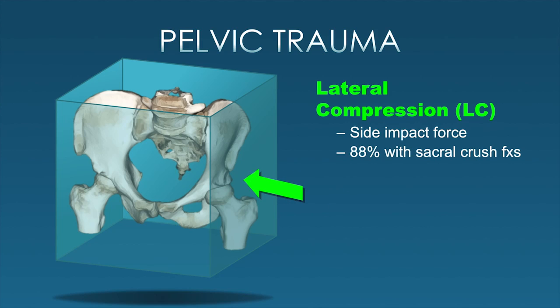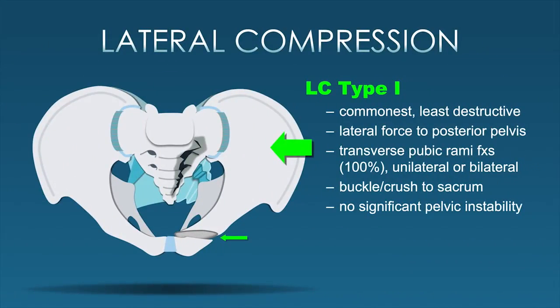So this is the most common injury that we will see, a type 1 fracture. It's the least destructive. We have a lateral force centered over the posterior pelvis. We will typically have a transverse fracture involving the pubic rami, can be unilateral or bilateral, but most commonly unilateral. And we have this crush injury to the ipsilateral side of the sacrum, but no real instability in these cases.